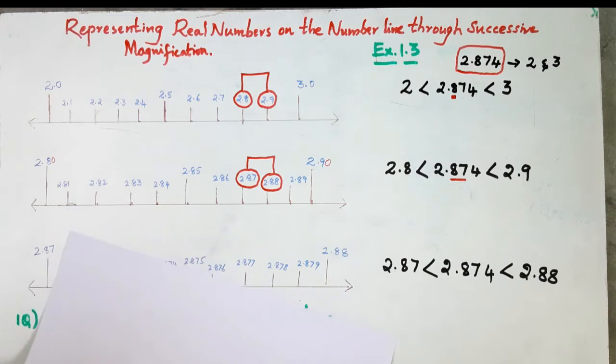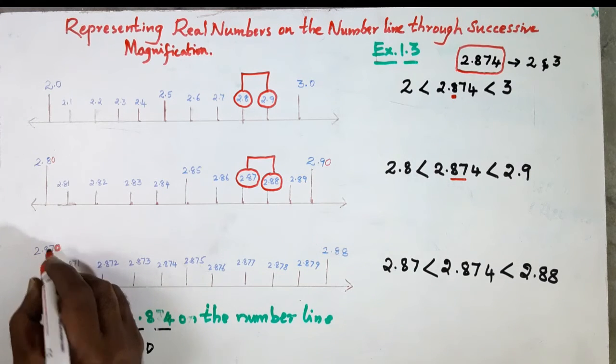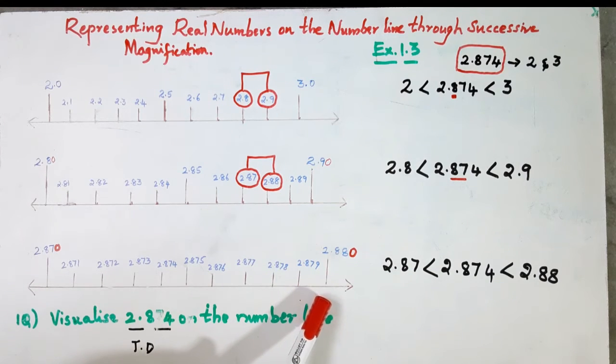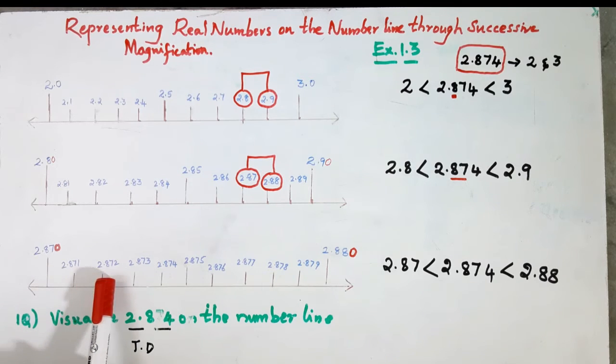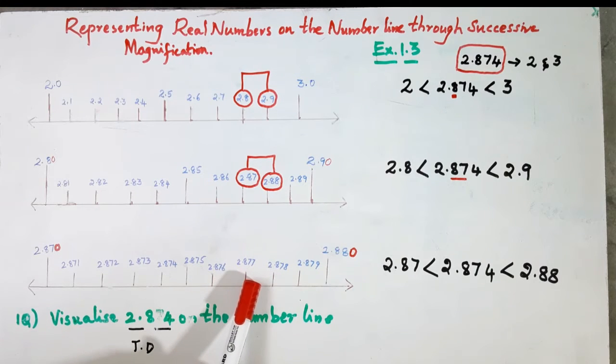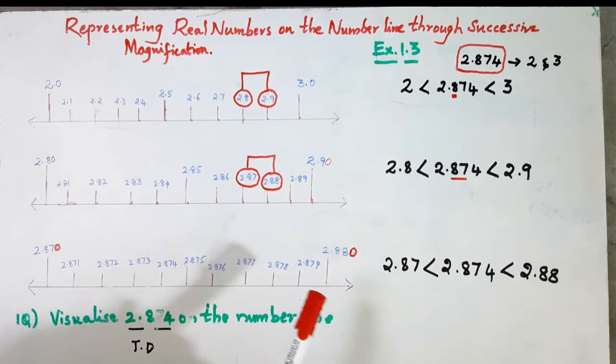Now if you move to the third one, here we have taken the number line 2.87 to 2.88. We know that after this decimal we can place zeros, and here also 0. Again divide it into 10 equal parts. So 0.870, 871, 872, 873, 874, 875, 876, 877, 878, 879, 880.